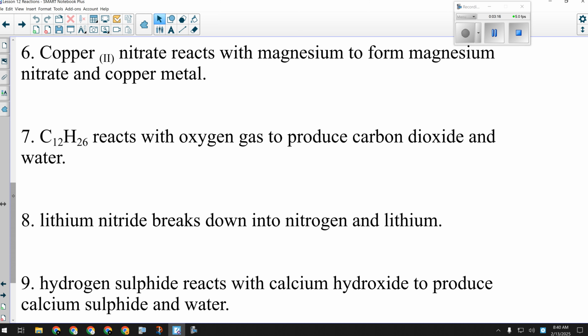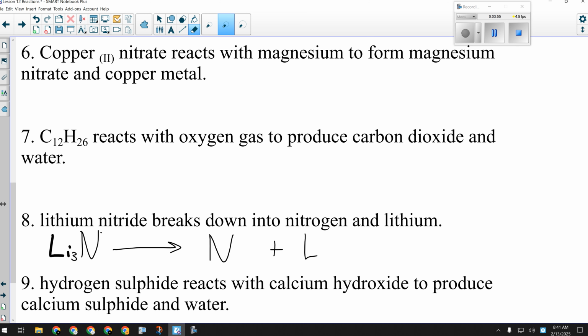It's ionic. Lithium's a metal. Okay, so I'll go Li. Okay, and that's a positive 1, and it is with nitrogen, which is a -3. So what do I have to do with those? Drop and swap. All right, so I'll have Li3N for my formula. All right, and it says it breaks down. So is it reacting with anything? It's not. Okay, so I just write the arrow then. Okay, breaks down into nitrogen and lithium. So I'd write nitrogen and I'd write lithium.